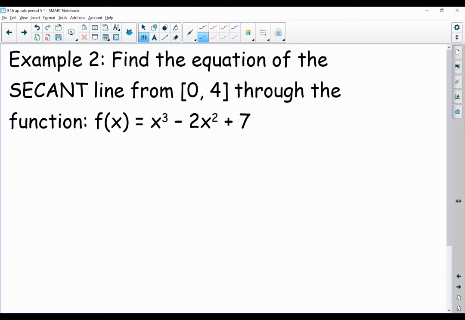So first, what we need to do is find the slope of the secant line. So if I want the slope of the secant line, I'm just going to put m secant to represent it. That's just the average rate of change.